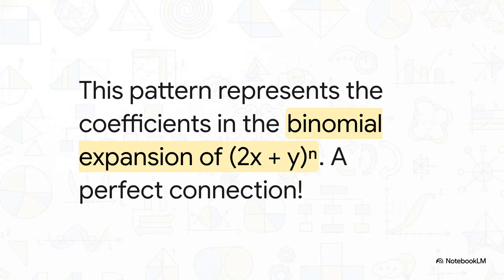And here it is, the grand finale, the final piece of the puzzle. It turns out Rudy's triangle isn't just some neat pattern. It's the exact pattern of coefficients you get when you do the binomial expansion of 2x plus y to the nth power. This explains everything. It even explains why the rows add up to powers of 3. If you just pretend x and y are both 1, you just get 2 plus 1 to the nth, which is 3 to the n. A perfect, elegant connection tying it all together.